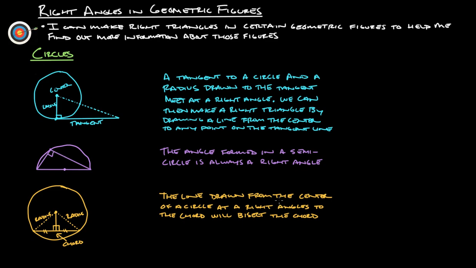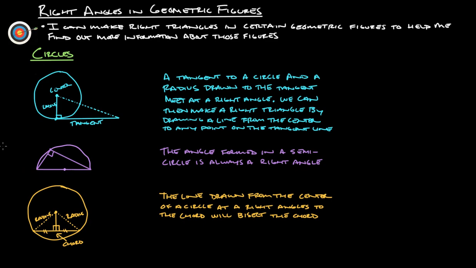Okay, and then the line drawn from the center of a circle at right angles to a chord will bisect the chord. So remember, a chord is a line that starts and ends on the circle. So if you've got a chord here and you draw from the center of the circle, at right angles to the chord, it will bisect the chord. So basically you just draw this radius straight down to there, and that will make a right angle, and that cuts this chord exactly in half.